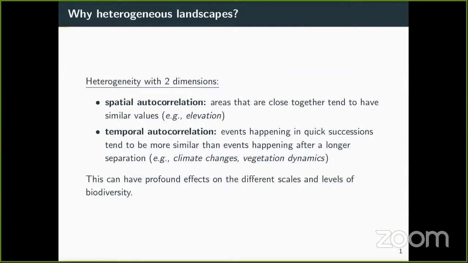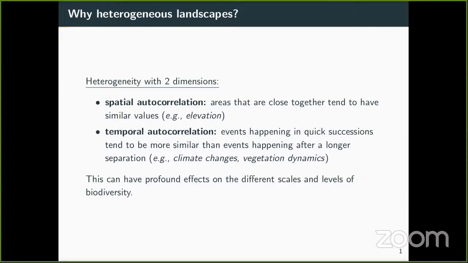So first, why heterogeneous landscapes? This is actually maybe the first scientific question I was asked by a researcher when I was doing my master's. I wanted to do an internship, and I was really insistent about doing this internship with explicit space. And he asked me why. And at the time, I didn't really know how to answer that. I said, because that's the way I think about things. Now I have come with a bit more explanation.